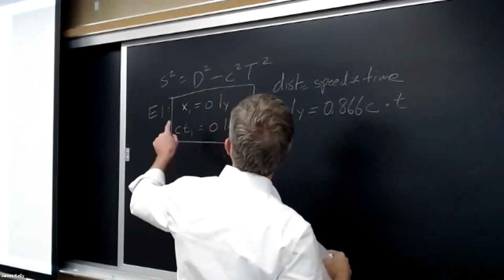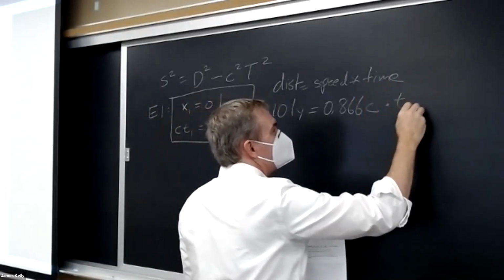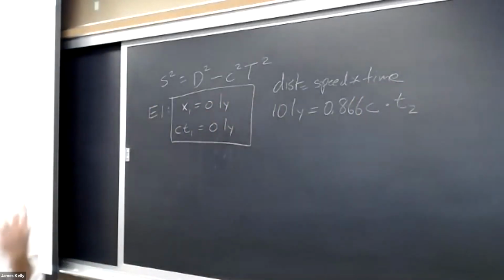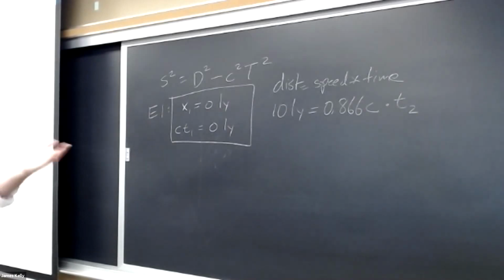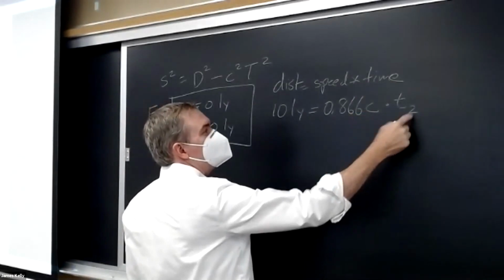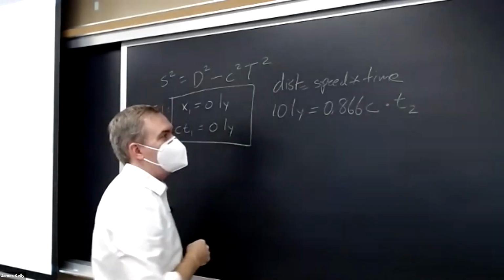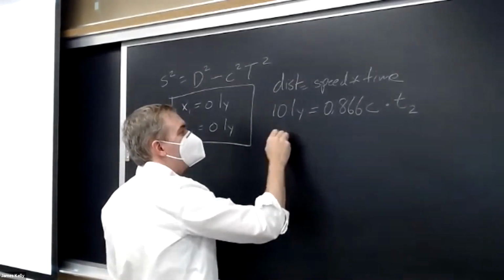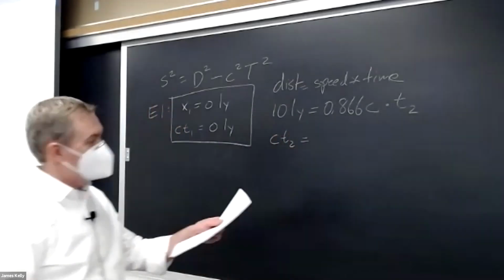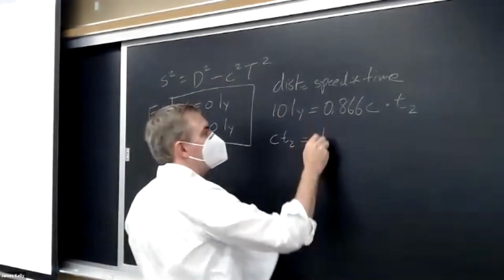And the time: since t1 is equal to 0, the time it takes to get there is by definition going to be t2 as seen by the Earthlings. If the ship left at t equals 0, then t2 is how long it takes to get there, and that's exactly what we're calculating here. So notice I have a c times t2 right there. That's what I want to solve for. If I just divide the 10 light years by 0.866, I will get c times t2 equal to something a little bit bigger than 10 light years: 11.55.